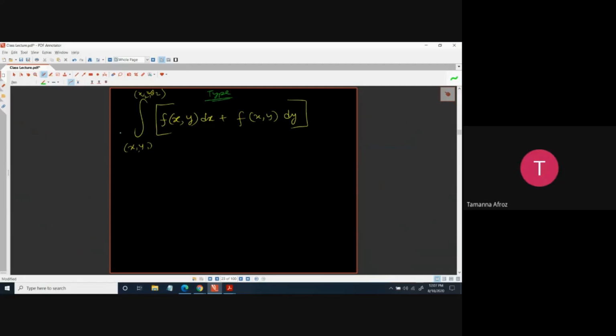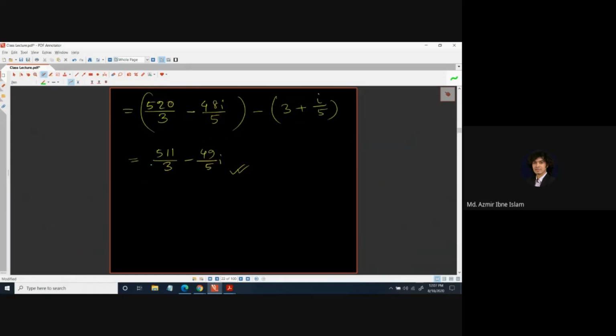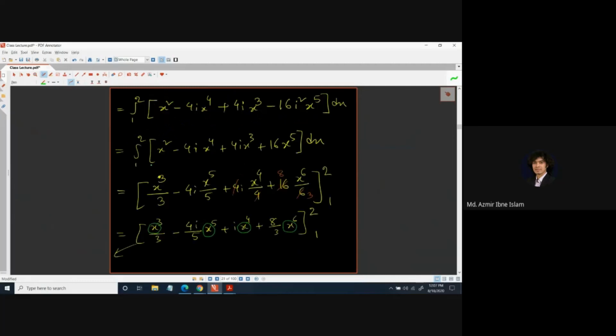Yes, sir. So if we have this one, how can we integrate or evaluate this integral? So that is the question. Step 1, 2, 3, already you are familiar with the procedure.